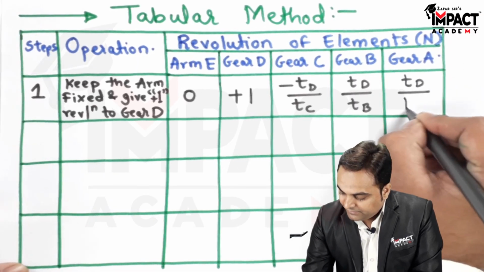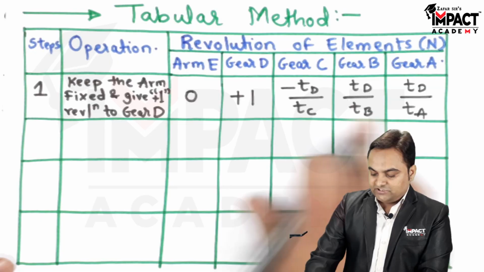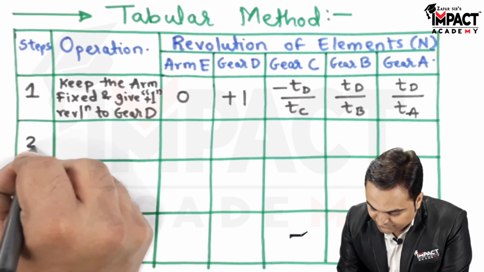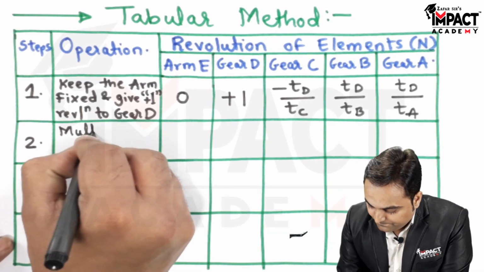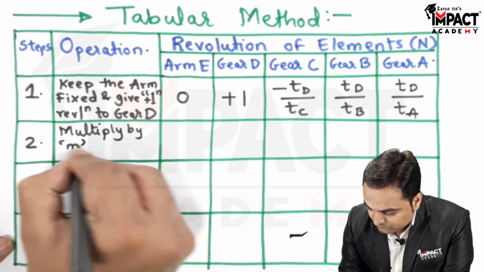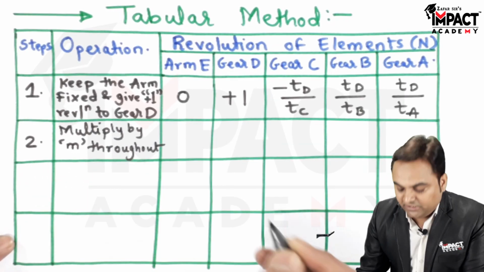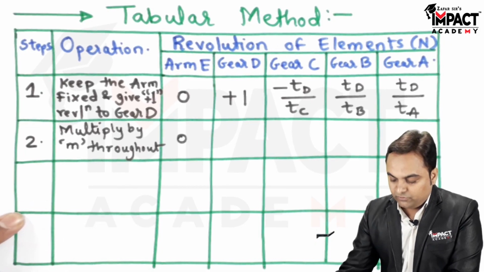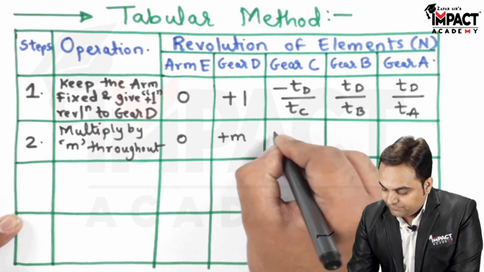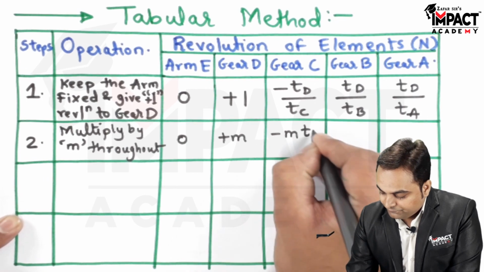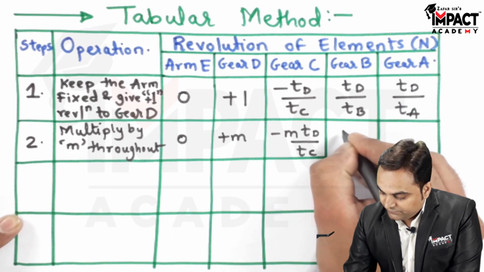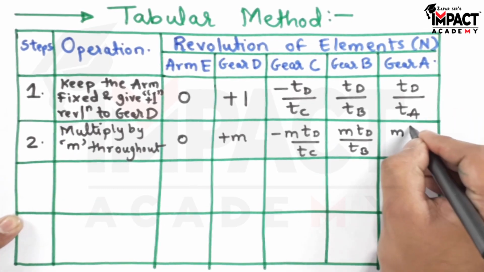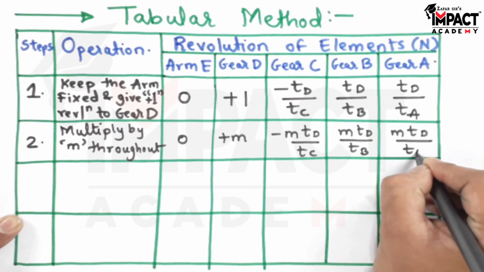So into the table I'll put this value for A, which is speed of A, TD by TA. Now once all the speeds have been calculated for the respective gears, the next step is multiplying by m, which is small m, RPM throughout. So when m gets multiplied with 0, this is 0. Here we have plus m. This becomes minus m into TD upon TC. This is m into TD by TB, and here m into TD upon TA.